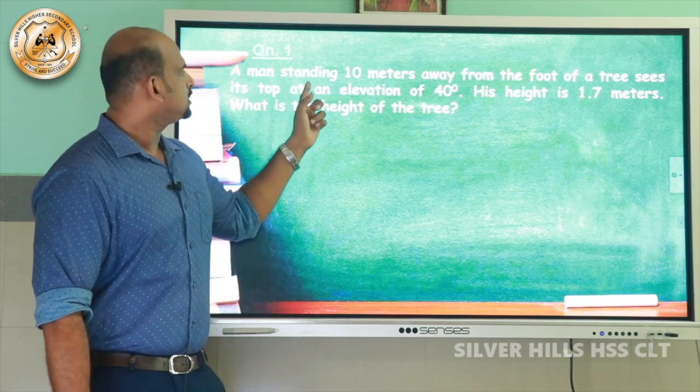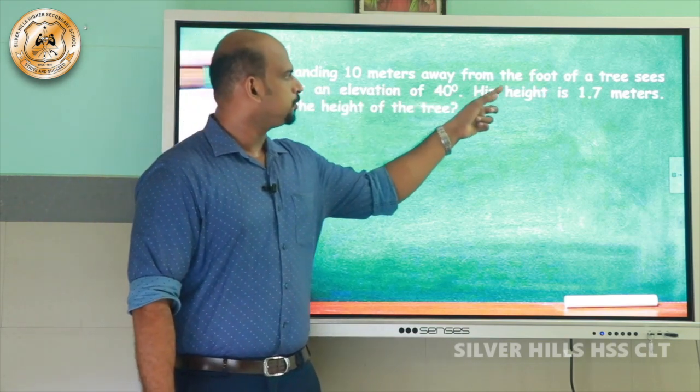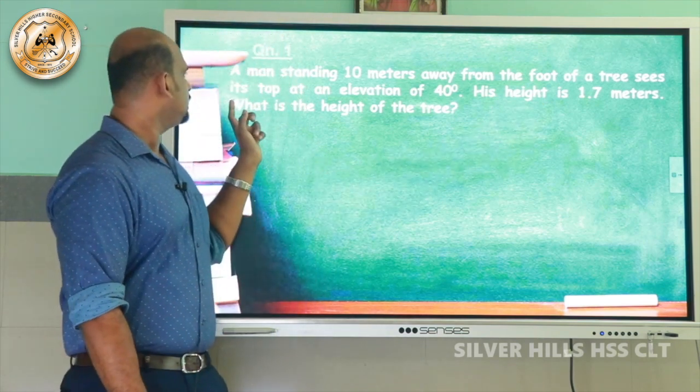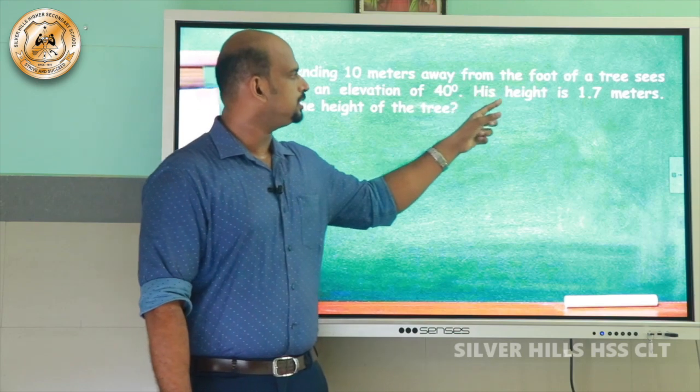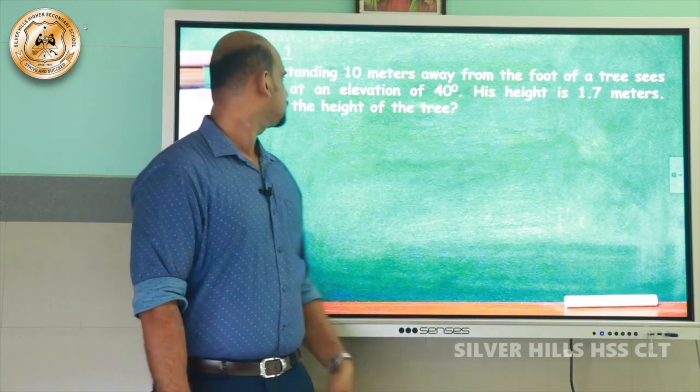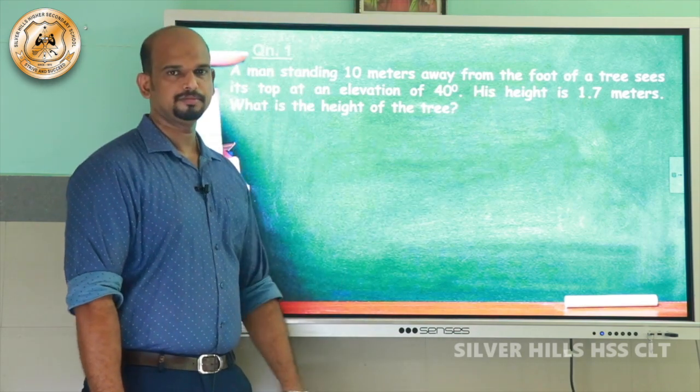A man standing 10 meters away from the foot of a tree sees its top at an elevation of 40 degrees. His height is 1.7 meters. What is the height of the tree?